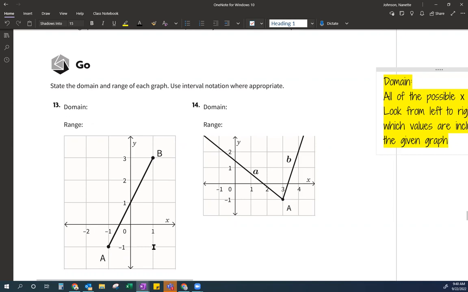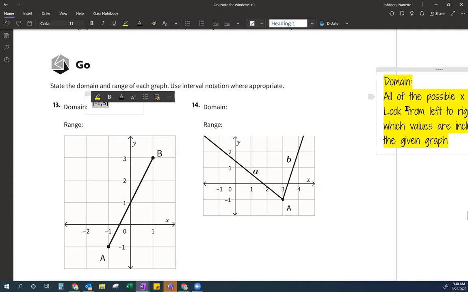From left to right, what's the leftmost point that you see that is being included? The leftmost point is -1, and the rightmost point is 3. So here I would use a square bracket, and I would say [-1, 3]. They asked specifically here for interval notation.